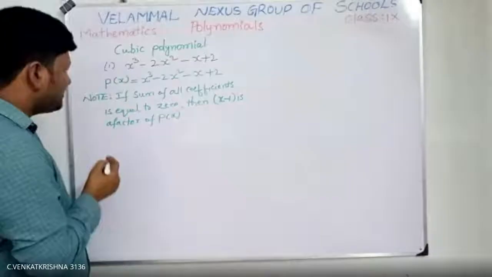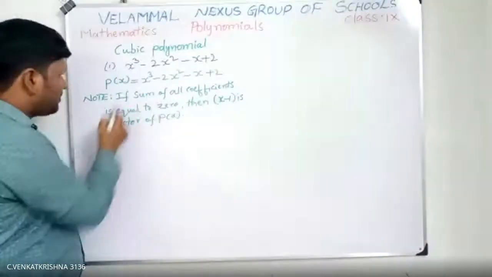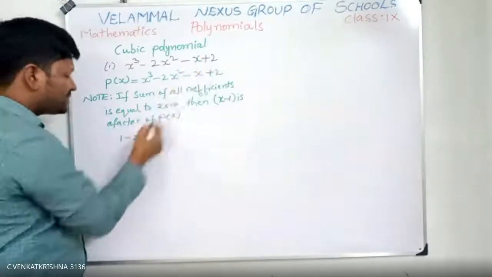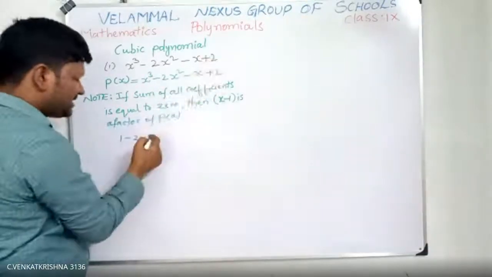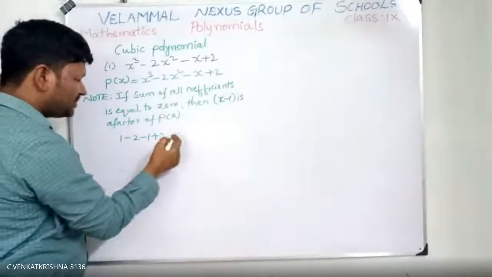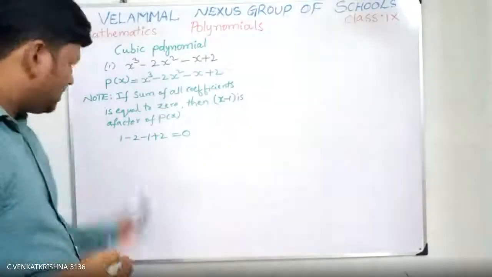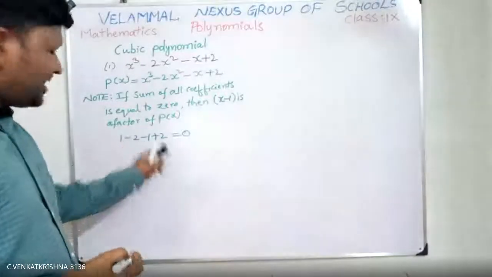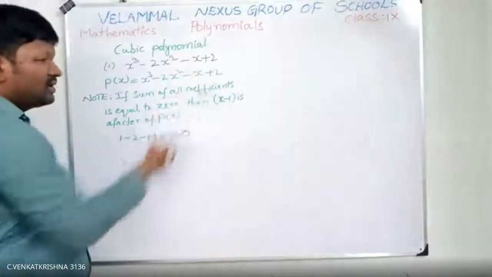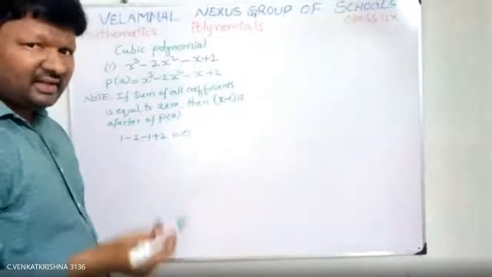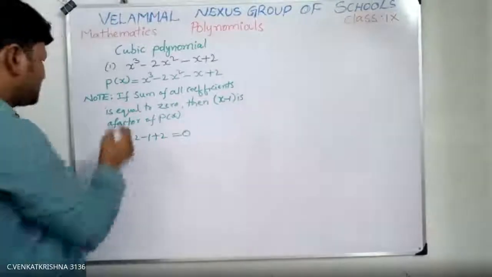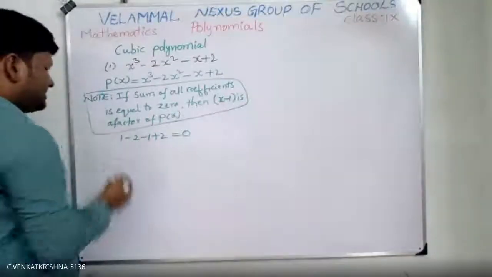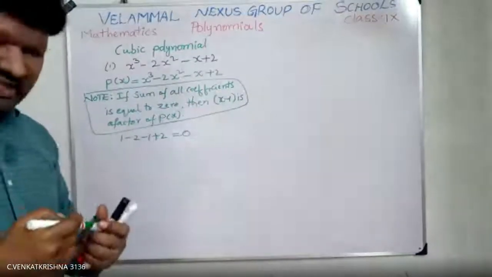Sum of all coefficients means what? The x cube coefficient is 1, the x square coefficient is minus 2, the x coefficient is minus 1, and the constant is 2. So what is this sum? It is 0, no? 1 minus 2 minus 1 plus 2. Minus 2 plus 2 is 0, 1 minus 1 is 0. So 1 is a factor. Then we can select 1. This is an important point, and this calculation you can do yourself.